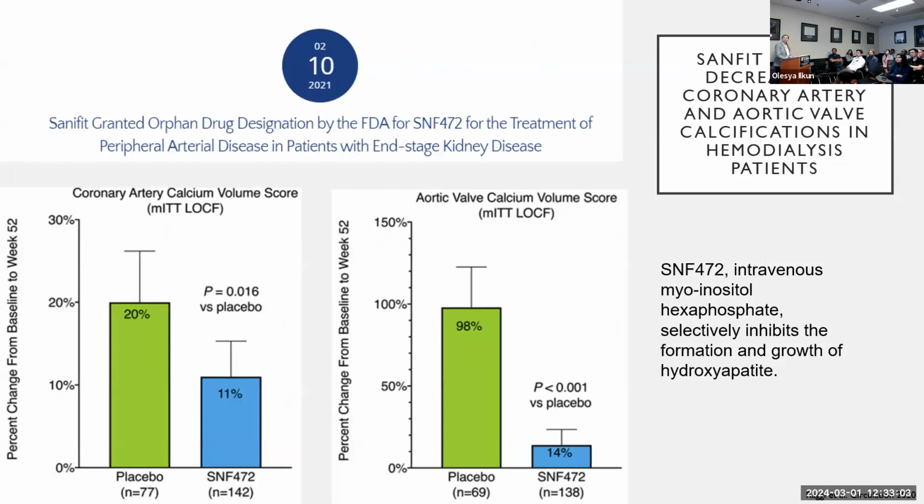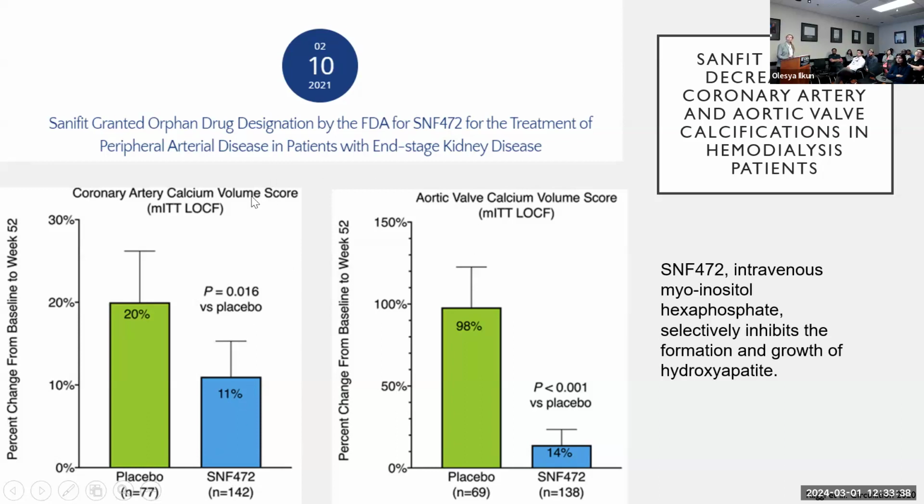Another medication that just got FDA approved as an orphan drug for these calcifications is SNF472. It's myoinositol hexaphosphate, so it inhibits formation and growth of hydroxyapatite. So these calcium phosphate molecules, it inhibits their growth. And it looks like coronary artery calcium volume was decreased, and as you can see here, it is significant.